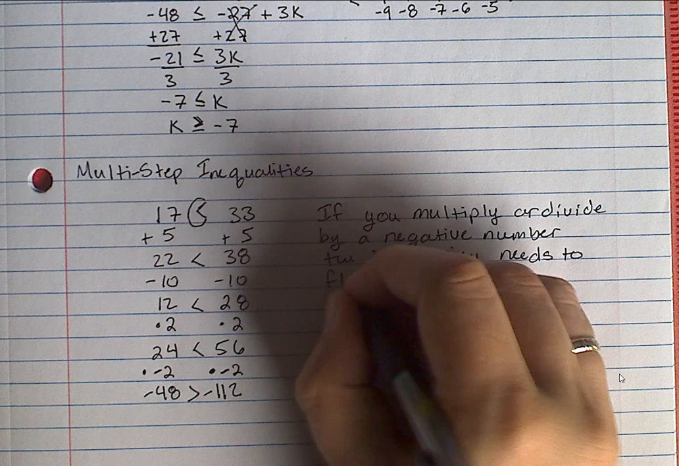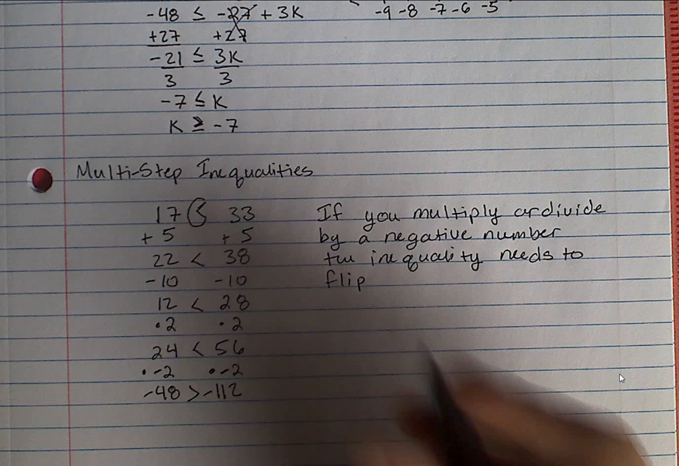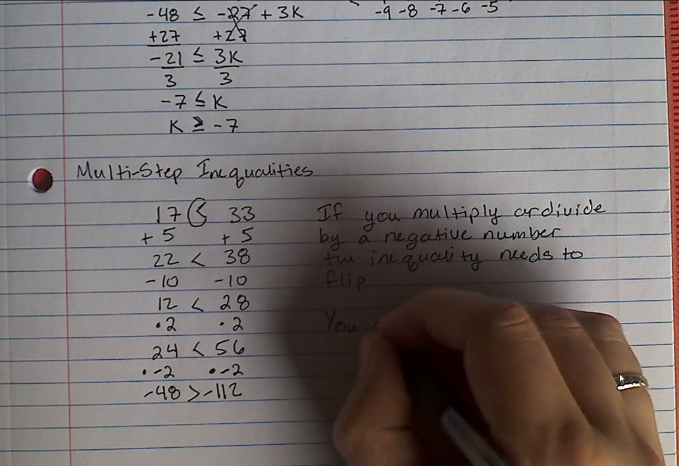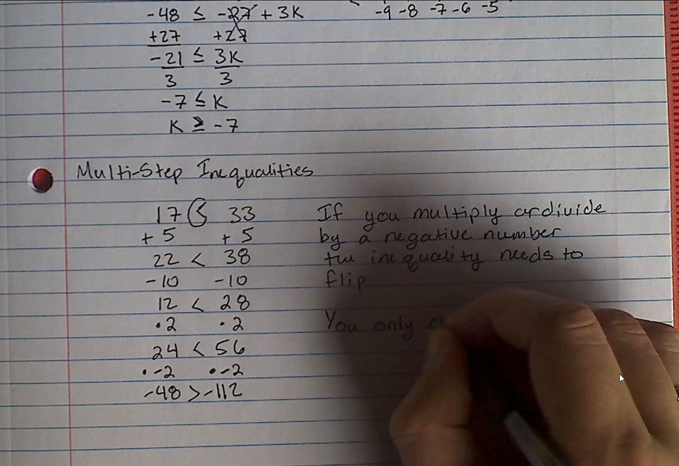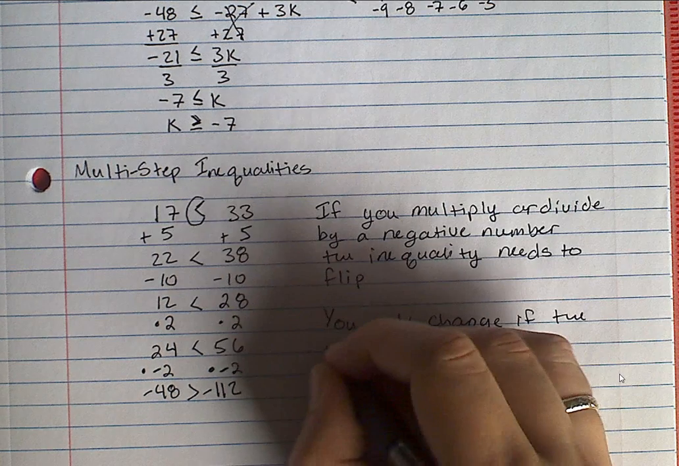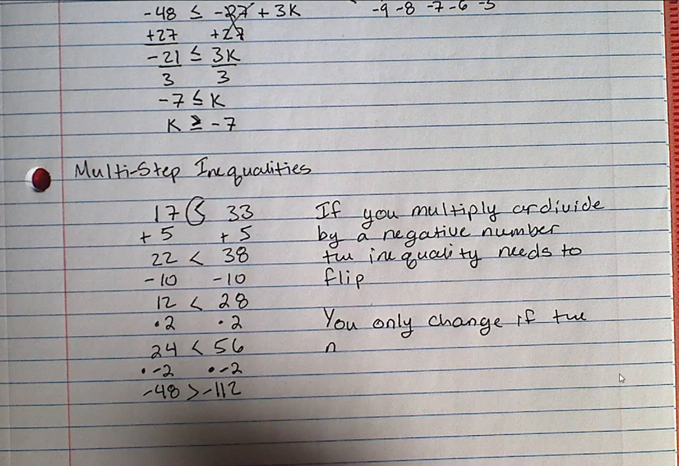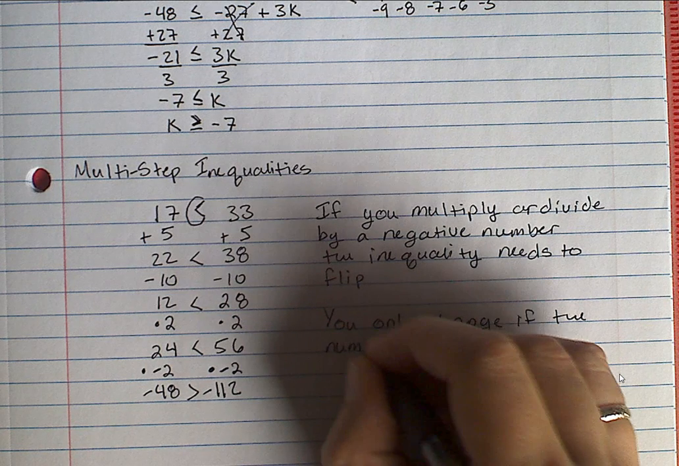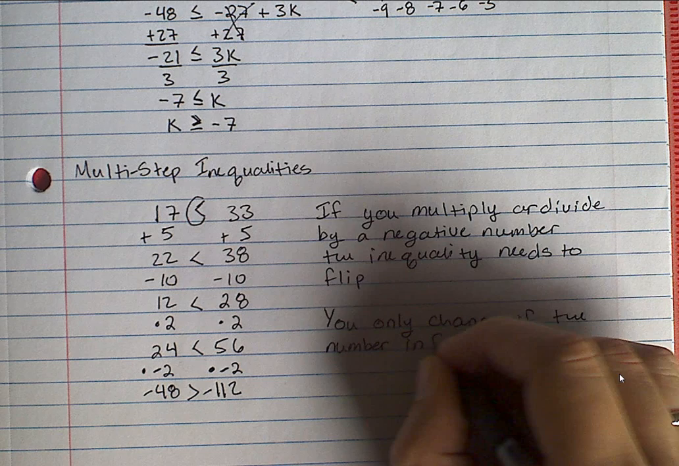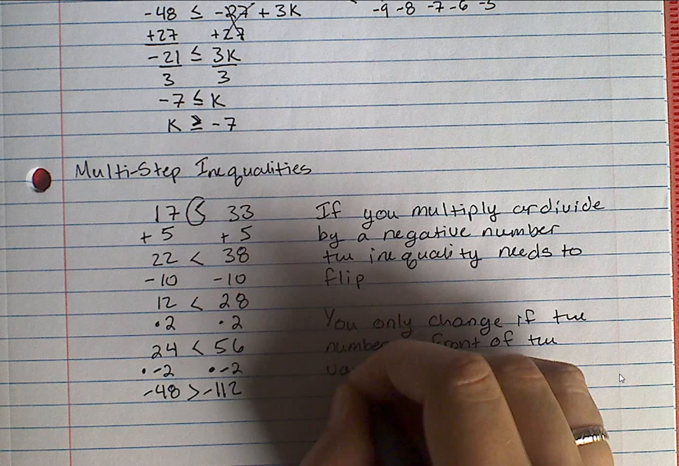So you don't change anything until the very, very last step. Then you only change it at the last step if the number in front of the variable is negative. So you only change it if the coefficient of the variable is negative. I'm not going to use that fancy math term. I'm going to say if the number in front of the variable is negative.